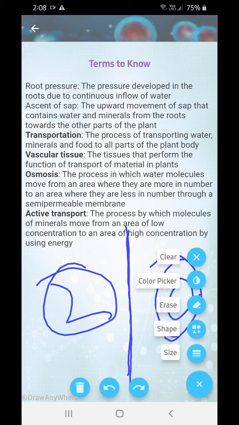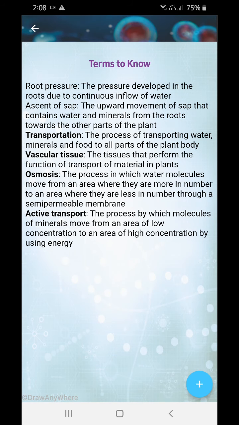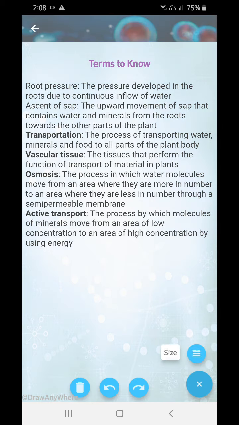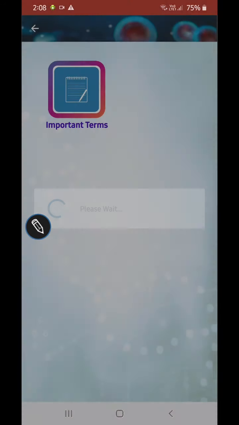Active transport, what is that? The process by which molecules of minerals move from an area of lower concentration to an area of higher concentration by using energy. I already told you about it. Okay.